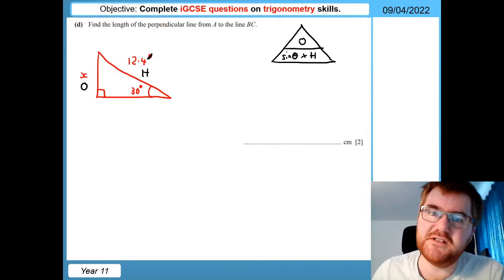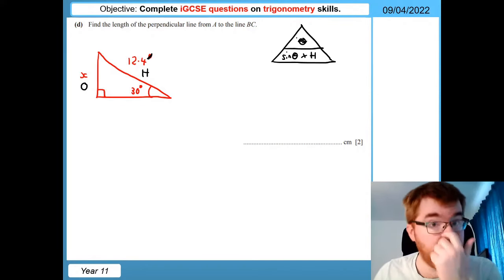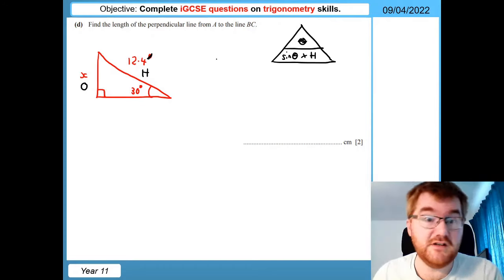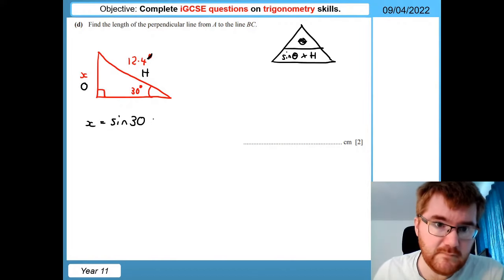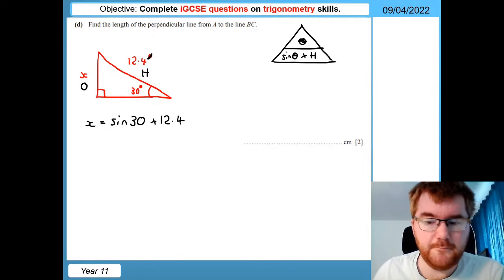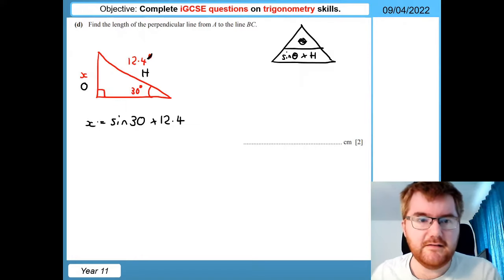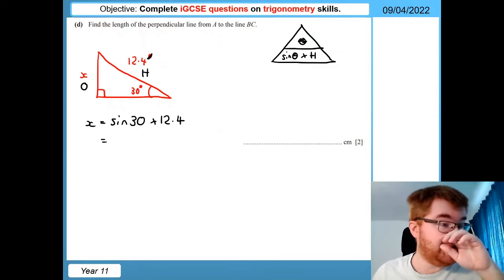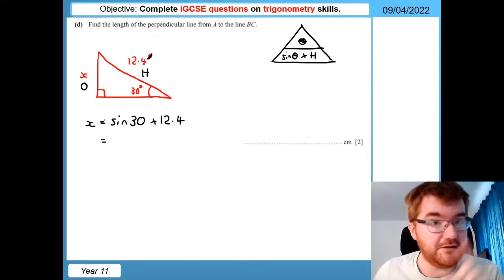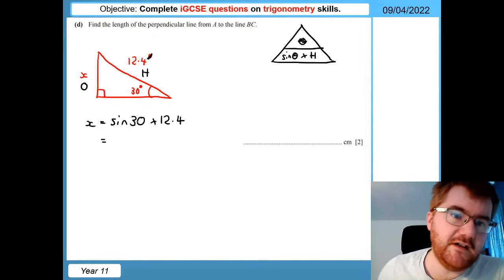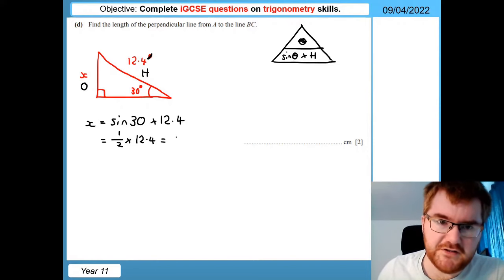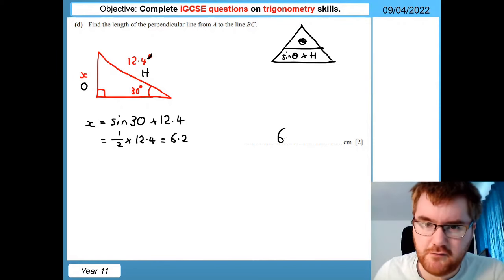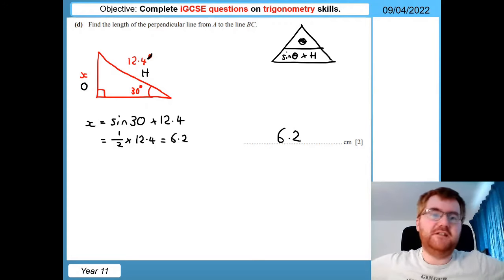We are looking for the opposite. So we're going to do sine of the angle times H. So our answer for X is going to be sine 30 times 12.4. And you'll see that is 6.2. Now, how do I know that's 6.2 without using the calculator? It's because I know my exact values. So I know sine 30 is equal to a half. So it's just a half times 12.4, which is just equal to 6.2. No rushing to my calculator for that particular question.